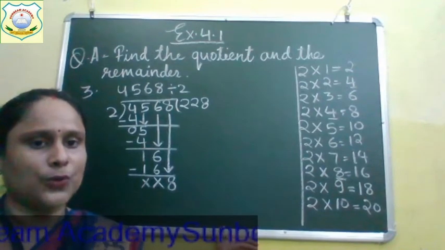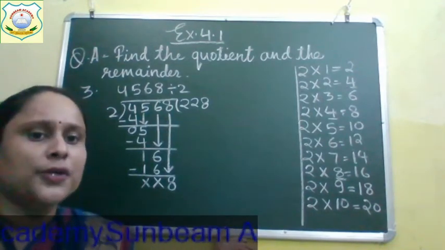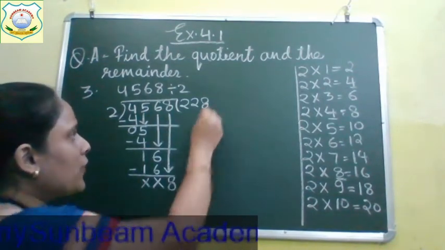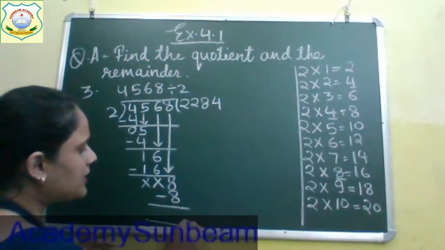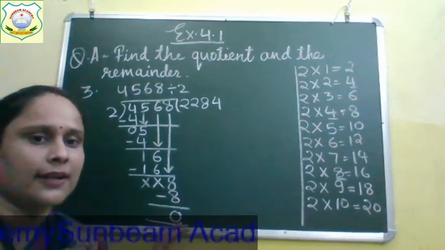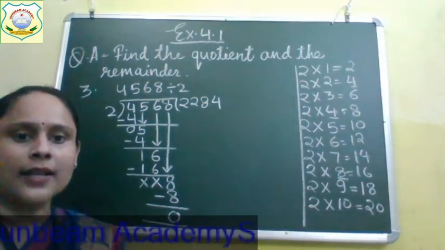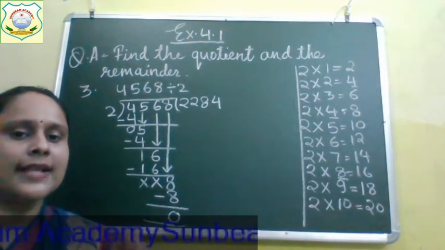2 ones are 2, 2 twos are 4, 2 threes are 6, 2 fours are 8. So now we got 8. And how much is left in the end? What is our remainder? 0. Nothing is left in the end. We got 0 as our answer.